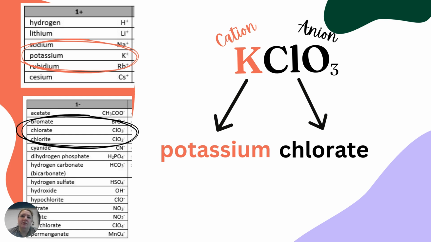If we look up ClO3, and do be careful with the ClOs, we have ClO, which is hypochlorite, ClO2, which is chlorite, ClO3, which is chlorate, and ClO4, which is perchlorate. Be careful because the subscript does matter when it comes time to the name. So if we look up ClO3 here on the left, it's chlorate, so this would be potassium chlorate as the name.